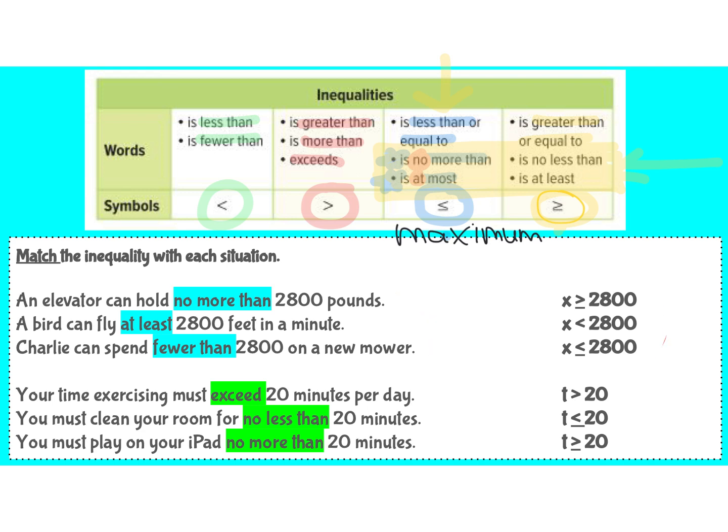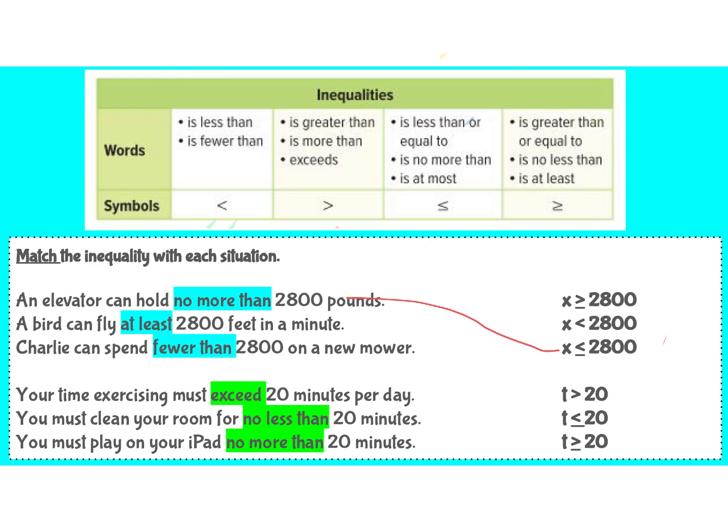Okay, so now we'll match them up together. The first one says the elevator can hold no more than 2,800 pounds. So no more means it can hold 2,800 pounds, but no more than that. So we're looking at a less than or equal to, because it could be equal to the 2,800, but no more. So, less than or equal to.